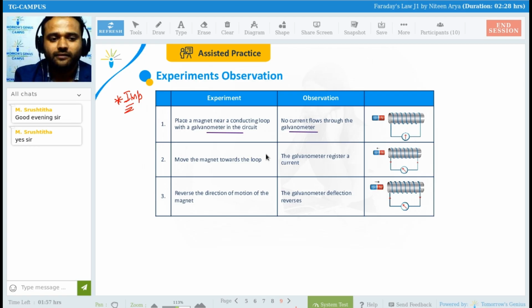Why so? Tell me why. A moment ago I gave you the reason. Tell me why the galvanometer shows no current. Tell me anyone please. You can speak up also. Why is there no current flow? You tell me, beta Sai, are you there? In the first line, why is it written there is no current flow through the galvanometer? Everything is perfect here.